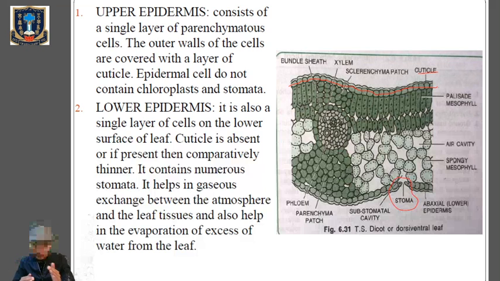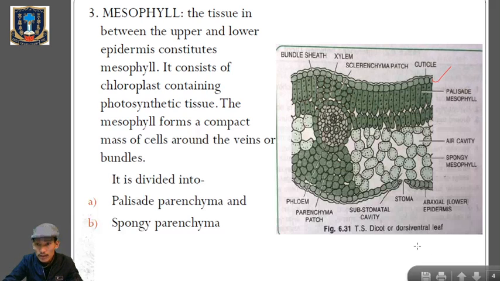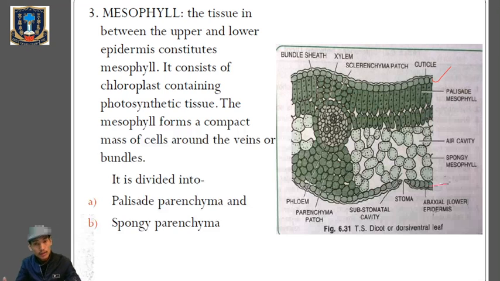Okay, so we have just finished the upper epidermis and the lower epidermis. Now let's move to the next part of the dicot leaf, that is mesophyll. Okay, so this particular mesophyll tissue is present in between the upper and the lower epidermis. Now which part is upper epidermis? So this part is the upper epidermis and this part is the lower epidermis. Okay, so upper epidermis contains the cuticle, whereas in the lower epidermis the cuticle may be absent, or if it is present it is very thin.